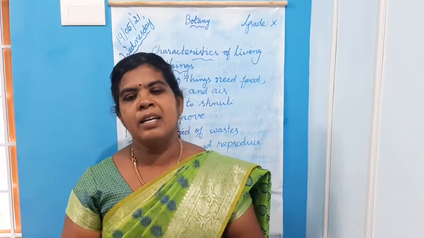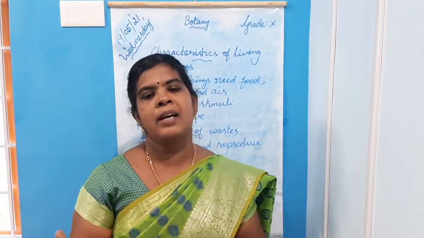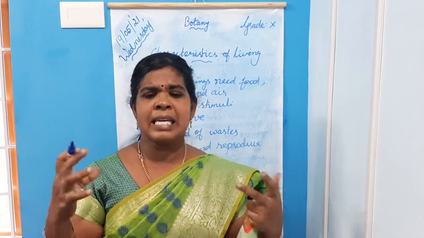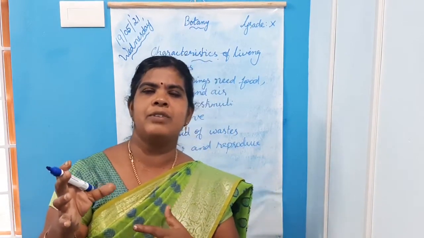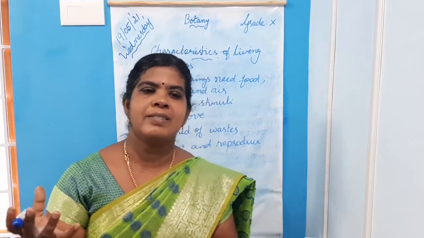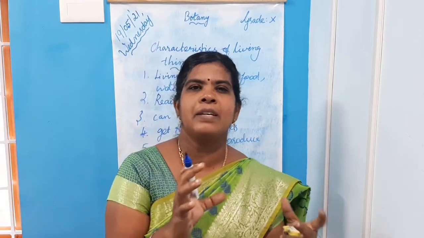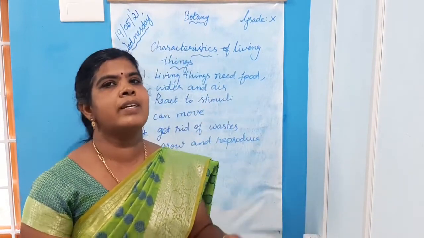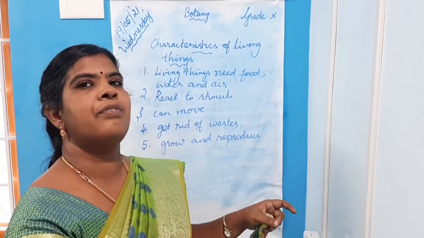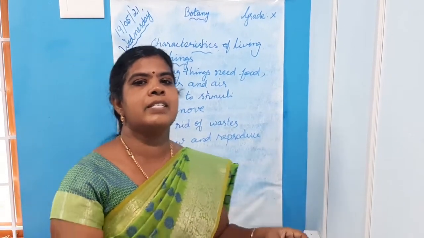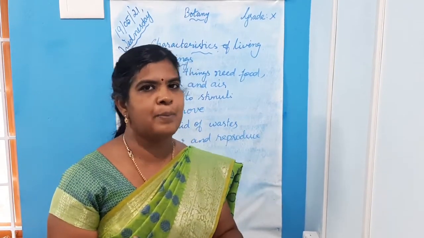Animals move by running, birds move by flying, fishes move by swimming, and certain plants turn to face the sun. For example, sunflower. When the sun is moving, they will move slowly and face the sun. So living things can move. Next is living things get rid of waste. Plants too get rid of waste by transpiring.